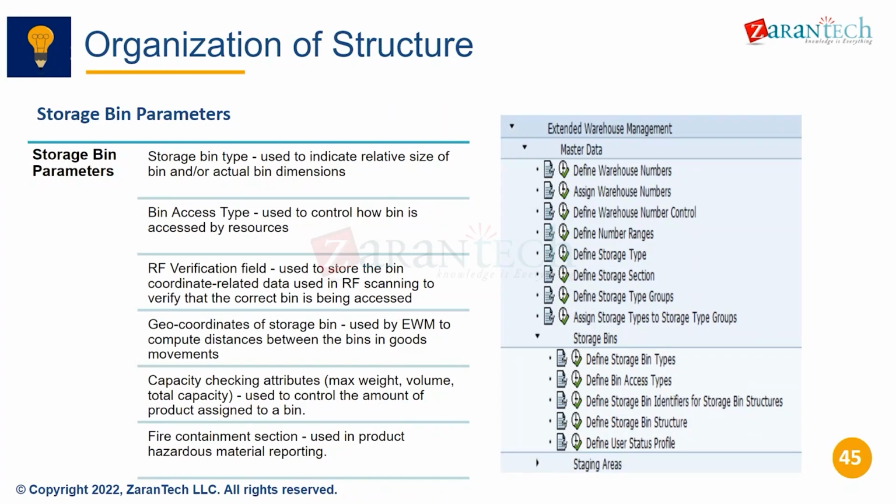Then you can see here, this is the settings from where we'll do our storage bin settings, how it should be controlled. This is something RF related that needs to be done based on using the verification feeds. All the settings parameters of the storage bins are available here, and whether it is a fire containment section will be used for that. That bin is used to handle hazardous materials, so that indicator will pass into the capacity checks.